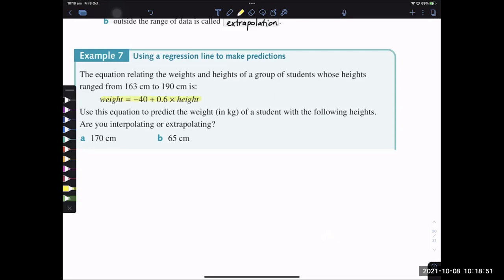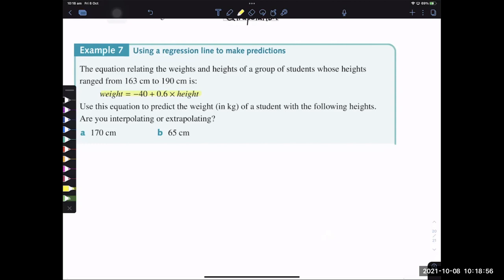Having a read of this question, it says the equation that relates the weights with the heights of a group of students whose heights range from 163 centimeters to 190 centimeters is this formula here. And this is the range of values here. So we have students measuring from 163 to 190. We've got our formula here. This is what was covered in our previous exercise. This was the regression line.